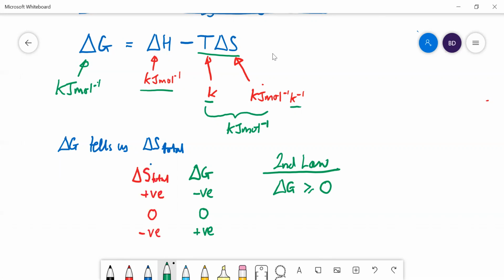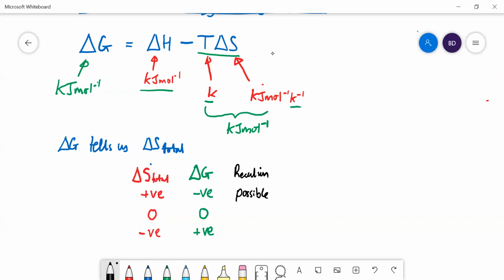I'm going to write down here what this tells us about the reaction. If delta G is negative, it's possible. If delta G is positive, it's not possible. If it's 0, then the reaction can go backwards and forwards. So what kind of reaction is that going to be? It's going to be an equilibrium reaction.